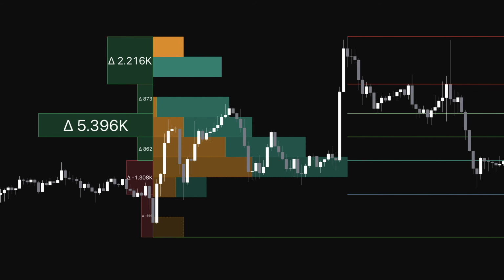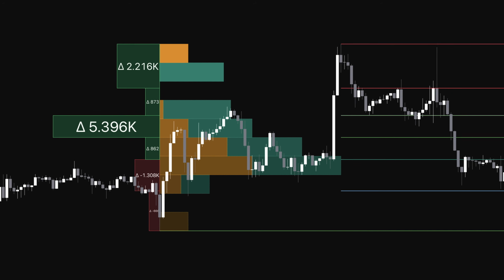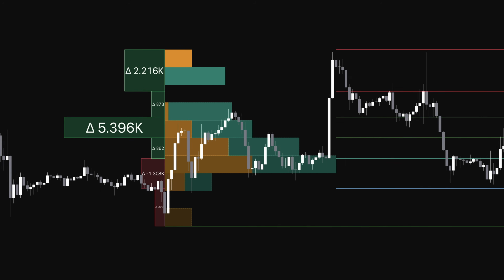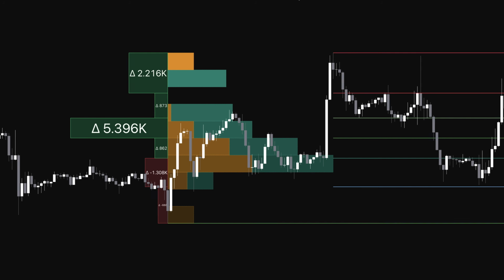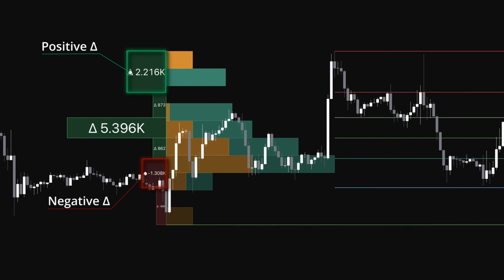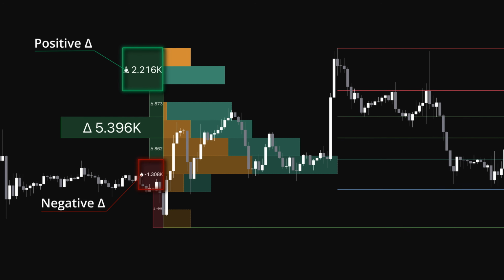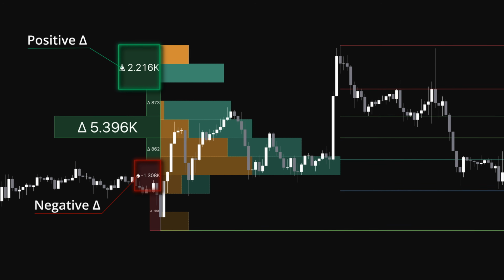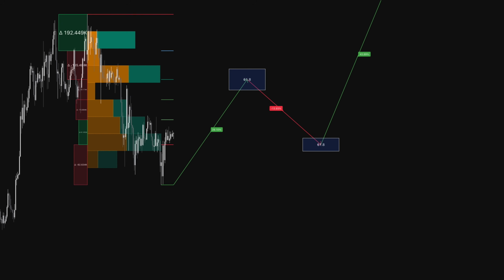The delta profile takes this further by calculating the net difference between buying and selling volume across Fibonacci-defined price bands. Positive delta zones appear in one color, negative in another, giving traders a quick read on which price areas saw dominant buying or selling pressure. This can inform decisions about which levels might hold versus those that were established primarily through one-sided activity.